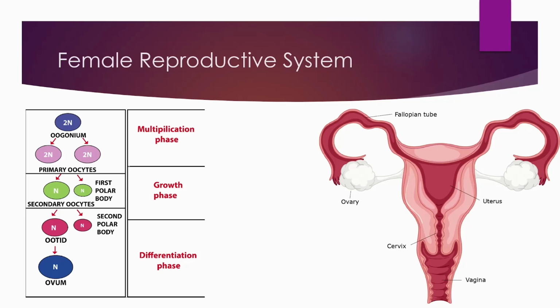So moving on, let's talk about the process of oogenesis. By birth, all of the oogonia have already undergone DNA replication, and they're considered to be primary oocytes. These are 2N, like primary spermatocytes, and they're arrested in prophase 1. So all of these primary oocytes are in prophase 1.